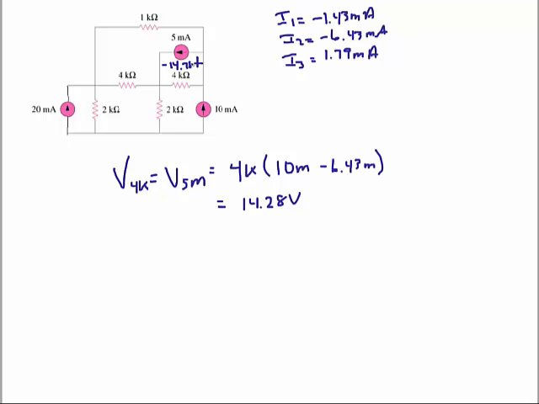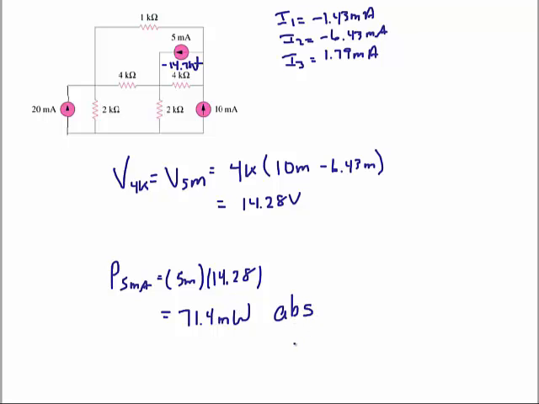So the power for the 5 milliamp current source is going to be 5 milliamps times 14.28 volts, which equals 71.4 milliwatts. Since the current flows from the positive to the negative, that's going to be absorbed. This concludes lecture 4-1 on special cases of the mesh current method.